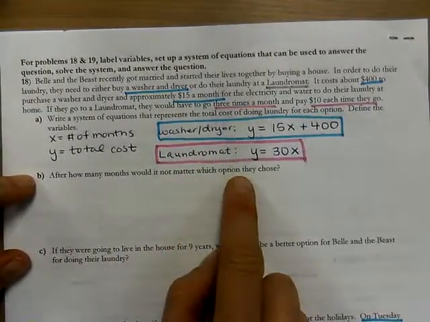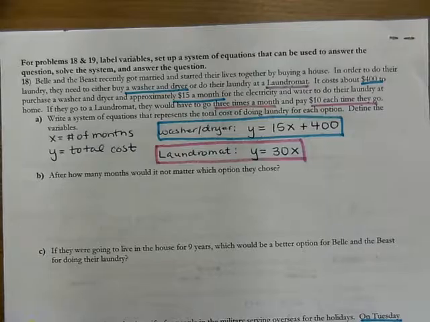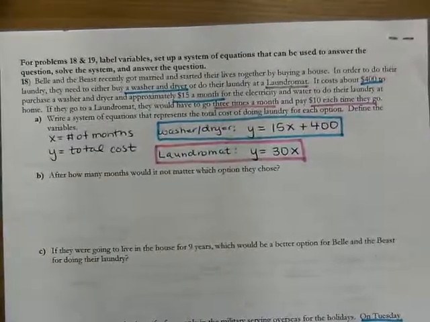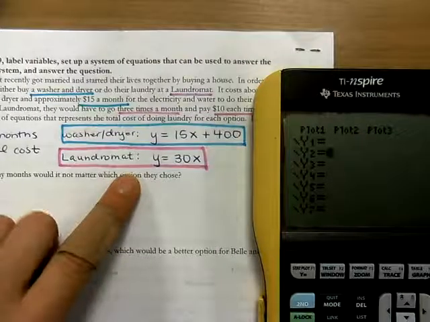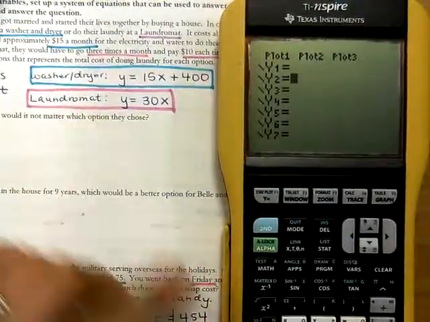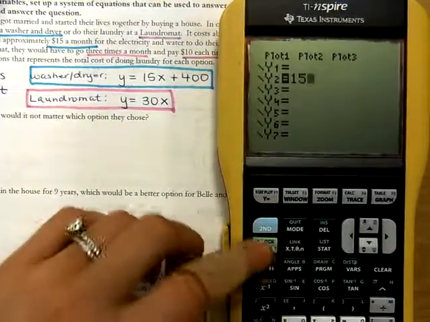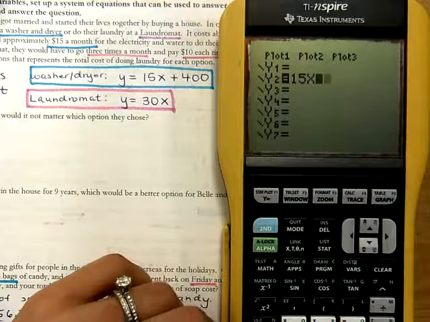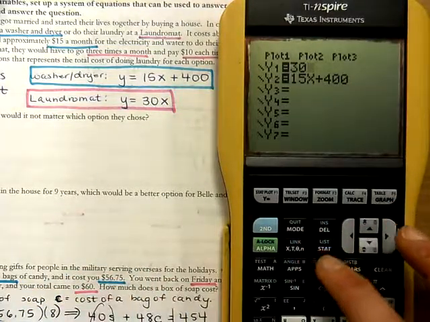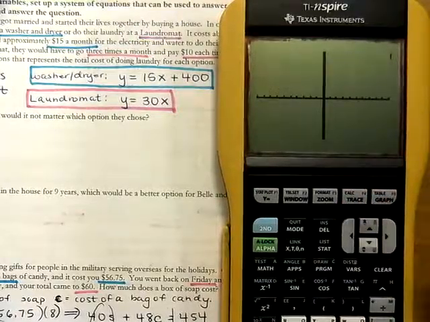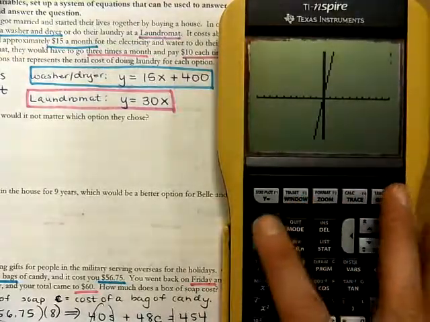After how many months would it not matter which they chose? Well, it doesn't matter what they choose when the cost is the same. We can do this a couple different ways. One way that makes a lot of sense for us to do is looking at a table. Now, we can make a table quickly by using the graphing calculator and entering our equation. 15x plus 400 is one equation. The other one would be 30x. So now if I look at the table, oh, there's the graph. Let's look at the table.